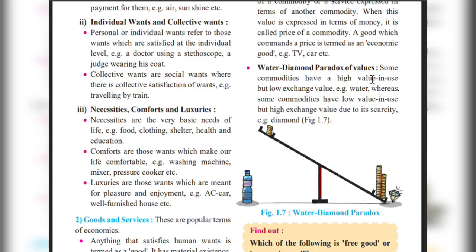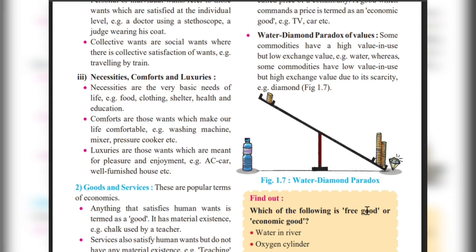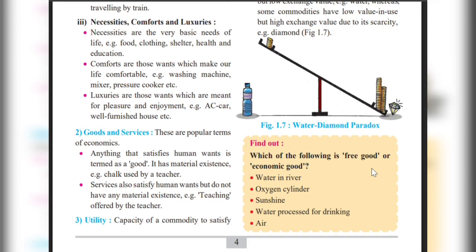And now see the diamond paradox of values example. Some commodities have high value in use but low exchange value, for example water, whereas some commodities have low value in use but high exchange value due to their scarcity, for example diamond. Water is necessary for life, but it's cheap. Diamond is not necessary, but it is expensive because it is a status symbol. Now see, water is abundant, but diamonds are scarce. They are very few. So scarcity affects the value of a good.